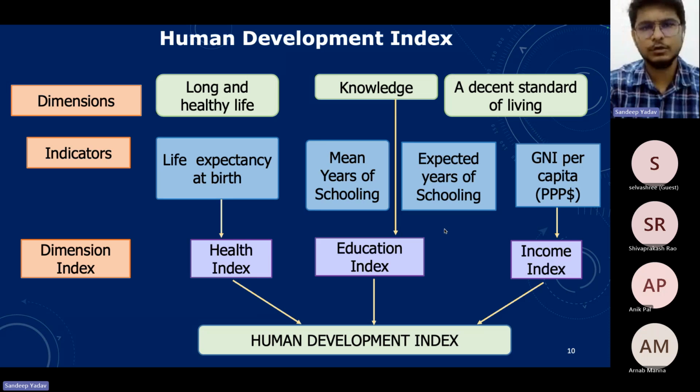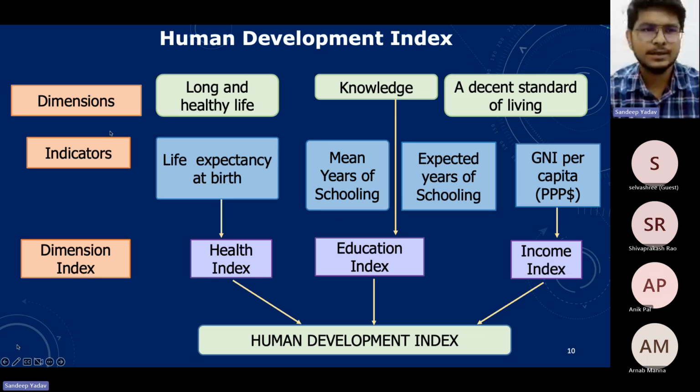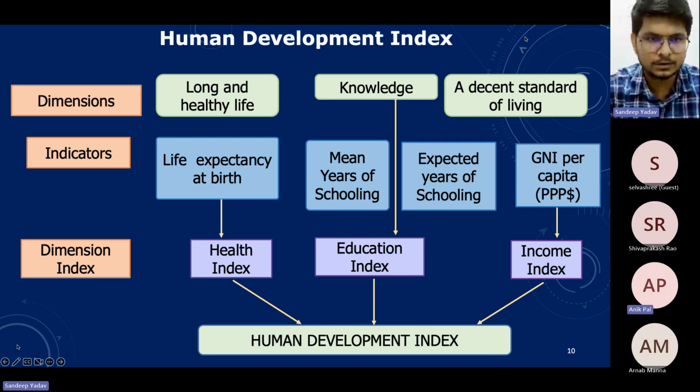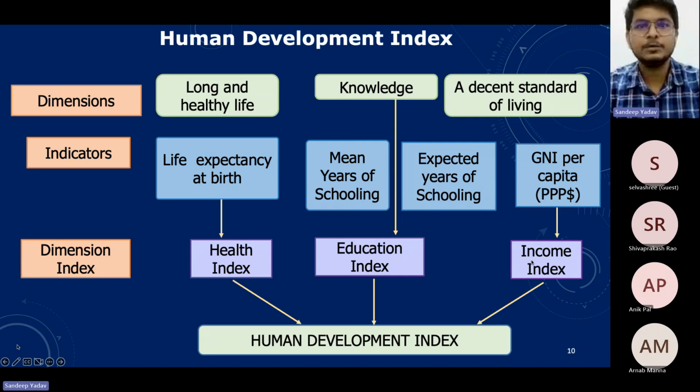So now coming to the human development index. There are three dimensions that are used: a long and healthy life, knowledge, and a decent standard of living. The indicators that are being used, if you combine all the dimension indexes, we can calculate the health index, education index, and the income index. So these all contribute to the human development index.